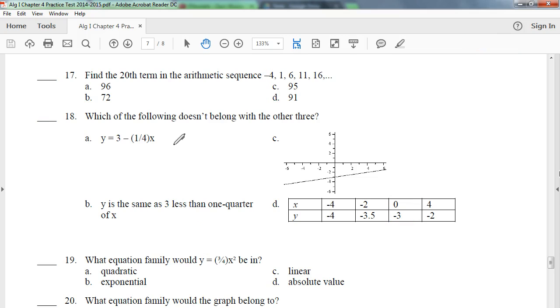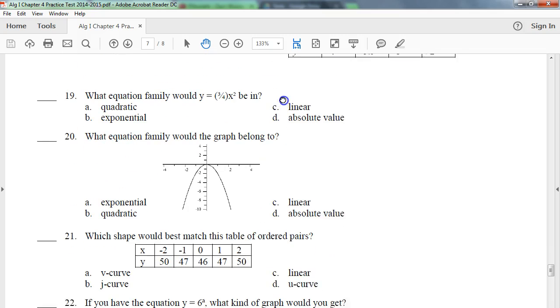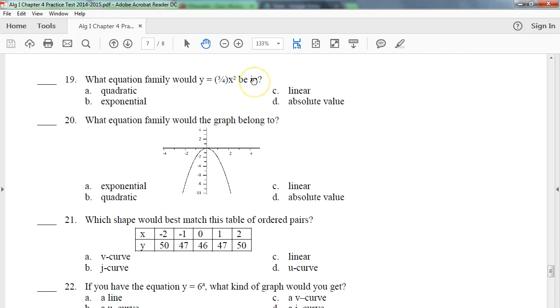Number 19 asks, which equation family would y equals 3/4 x squared be in? And we talked about how if it has an x squared in it, that makes it quadratic. So 19 would be A. Number 20, which equation family would this U-shaped graph belong to? And that is another quadratic, so that is option B.